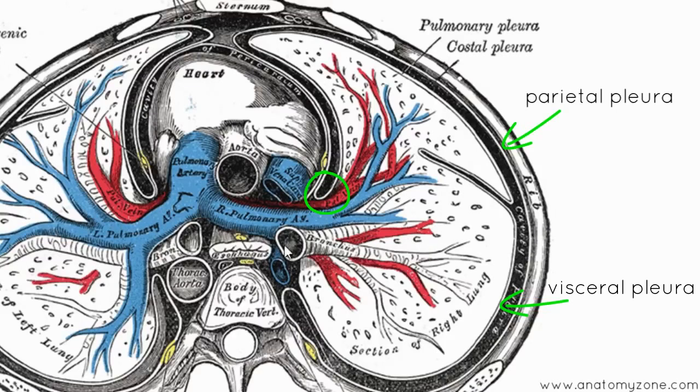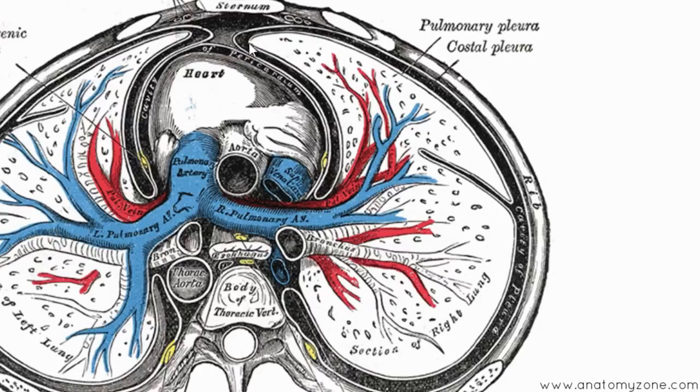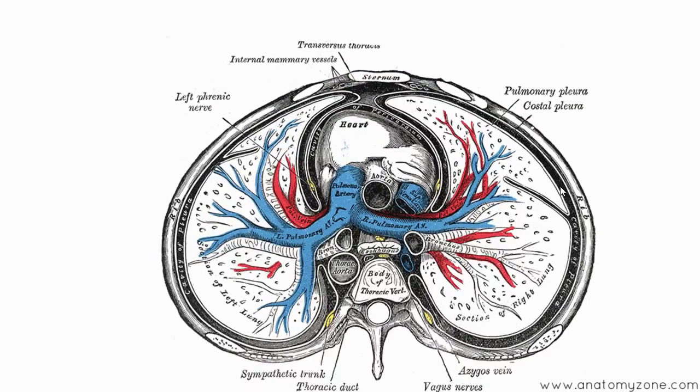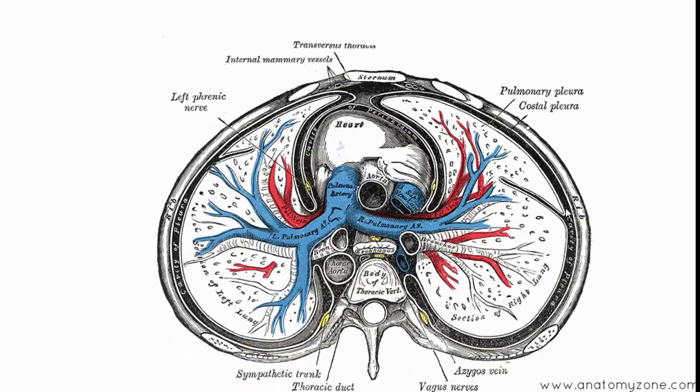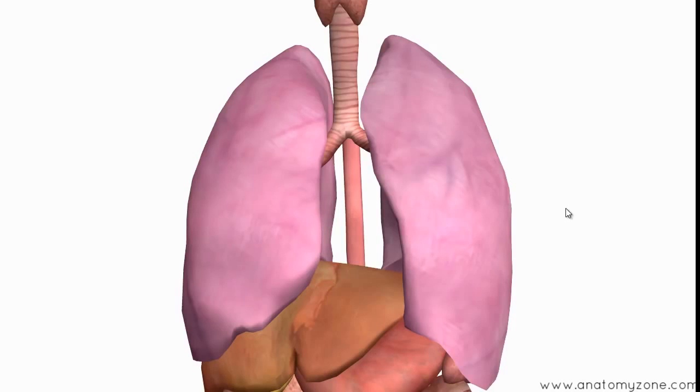So this area, remember, is where all these structures enter: the bronchi, the pulmonary arteries and pulmonary veins entering at the hilum. So you can see how the visceral and parietal pleura are continuous with one another. And then you've got this space between the 2 layers, which is the pleural cavity, which contains pleural fluid. So that's a very basic and broad overview of some of the structures in the respiratory system.